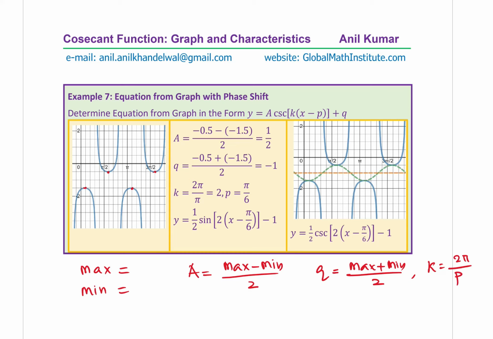Once you get that, you write the function y equals a sine k x minus p plus q, and then you write your equivalent function, which is going to be the answer: y equals a cosecant k x minus p plus q. Is that clear to you? So follow these steps to find the equation of the cosecant function from the given graph. I hope that makes sense.